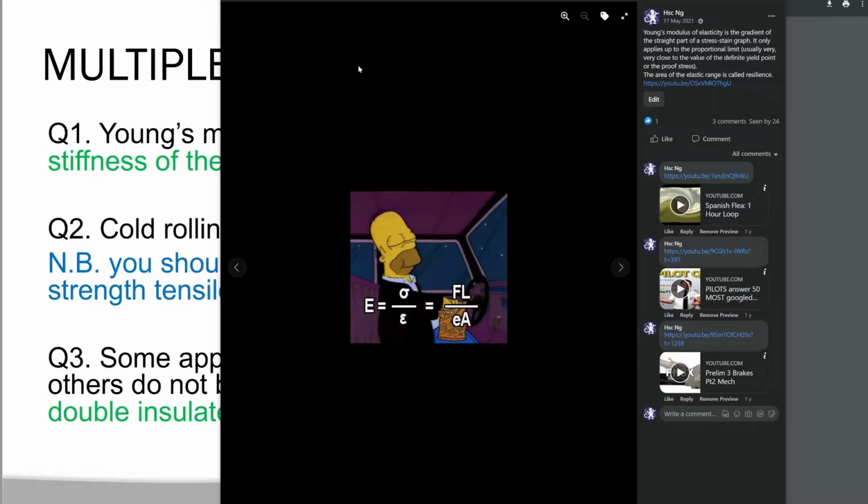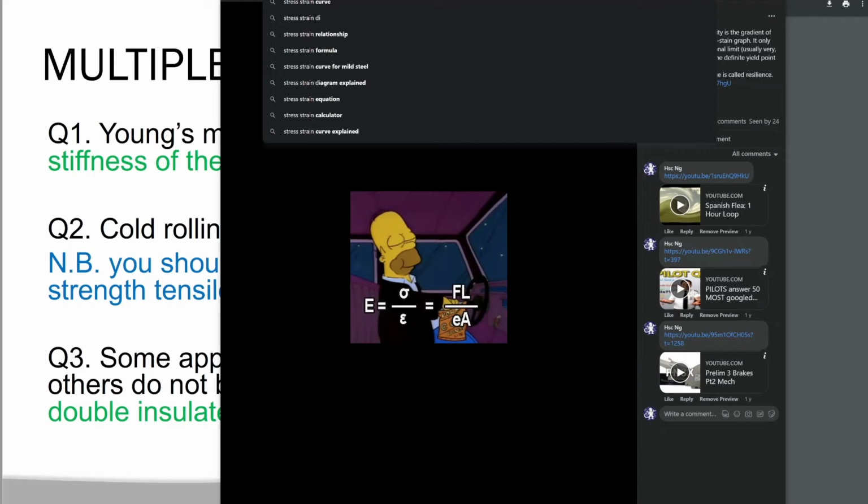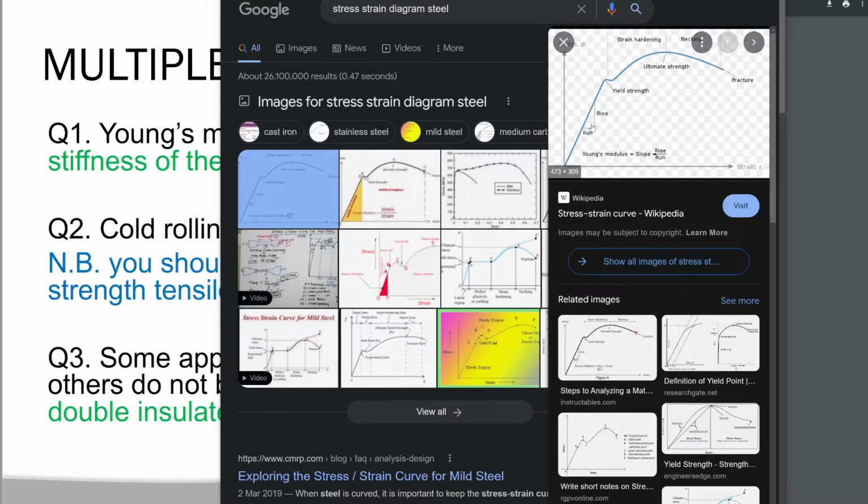So if we go look at a stress-strain diagram, which I'm not sure I'll be able to find quickly and easily, I'll just type in stress-strain diagram. Go with steel, we like to look at steel. So the rise over run is the Young's modulus. The steeper that gradient, the higher the Young's modulus. It affects things like deflection. It's probably its main thing.